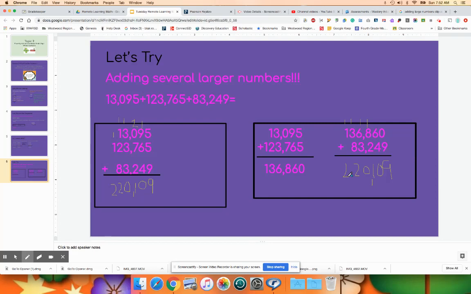Okay, so today, boys and girls, you are just practicing adding larger numbers.